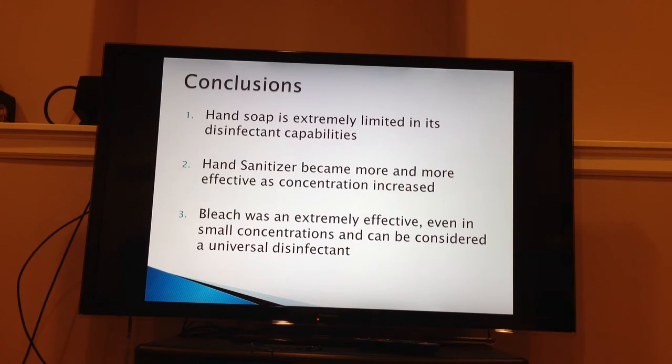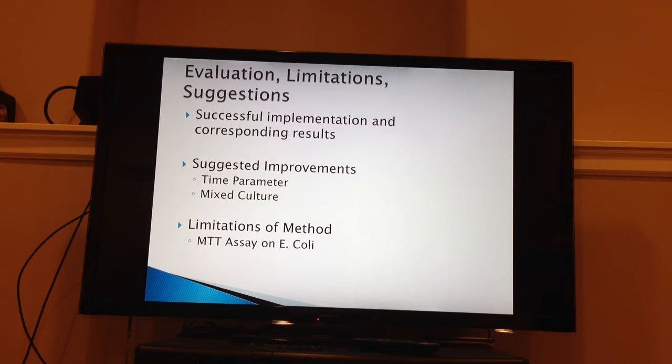And so my results led me to 3 conclusions. As I've said, hand soap is very limited as a disinfectant. On the other hand, hand sanitizer became more and more effective as concentration increased, and bleach was an extremely effective sterilizer. So the method I used in this investigation I viewed as successful, and the results generated corresponded well to both my hypothesis and similar experiments done.